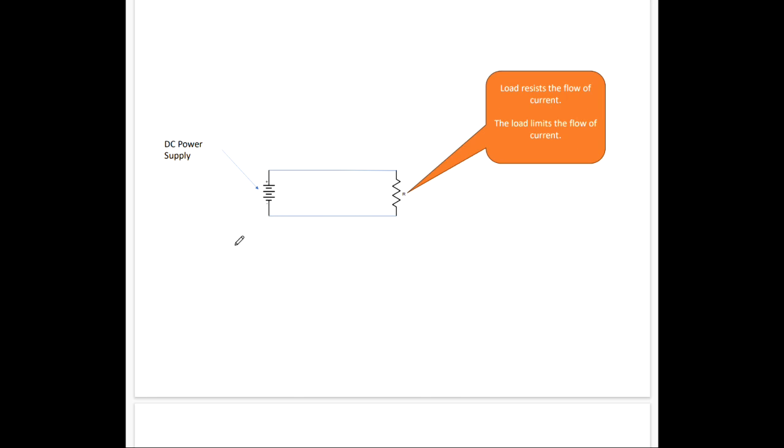And anytime we have an electrical circuit, we typically have a source, a supply of power of some kind. Could be AC, could be DC. And we typically have some kind of load out here. And that load could be anything. It could be a motor, could be a light bulb, could be your loudspeaker. It could be any component you can think of. It could be a resistor. But the load will resist the flow of current. It's going to limit the flow of current. If it didn't, you'd have a short circuit. And we don't want short circuits.